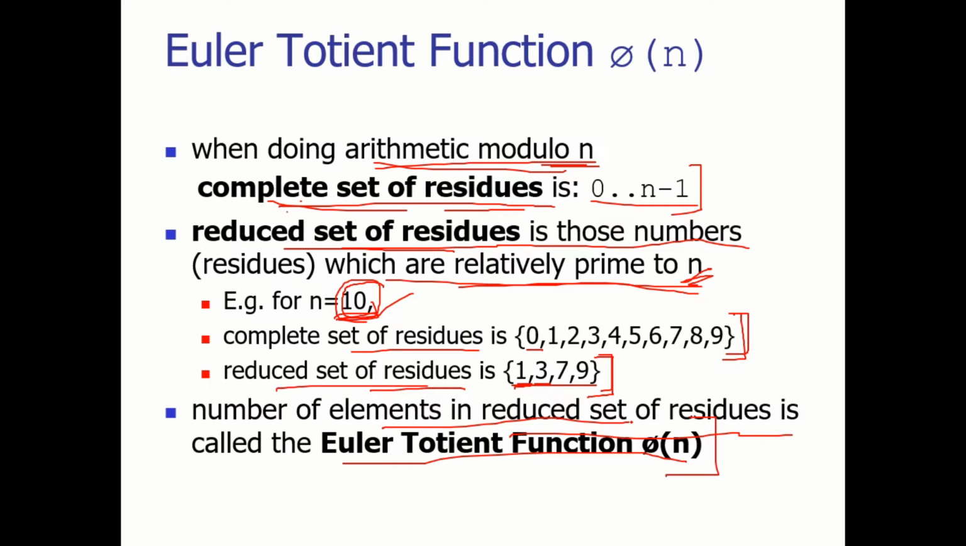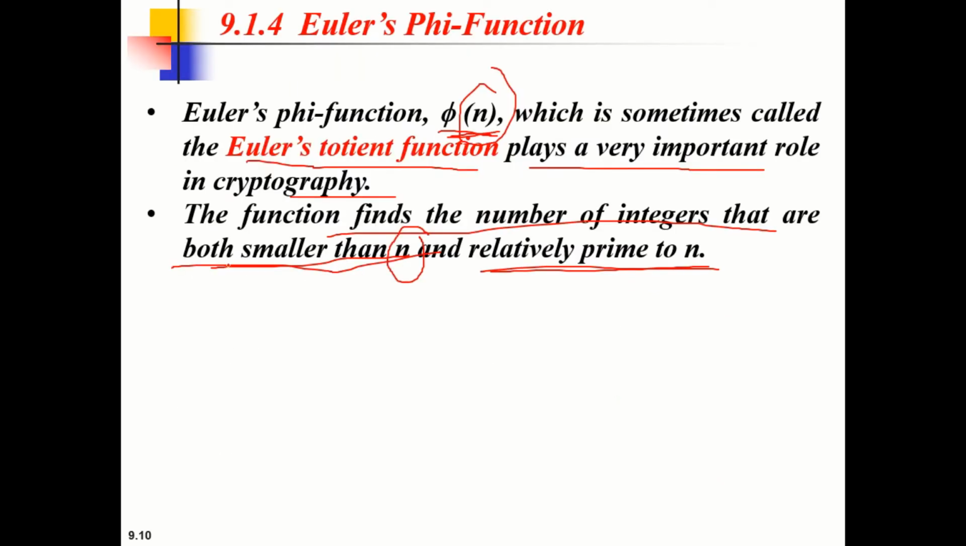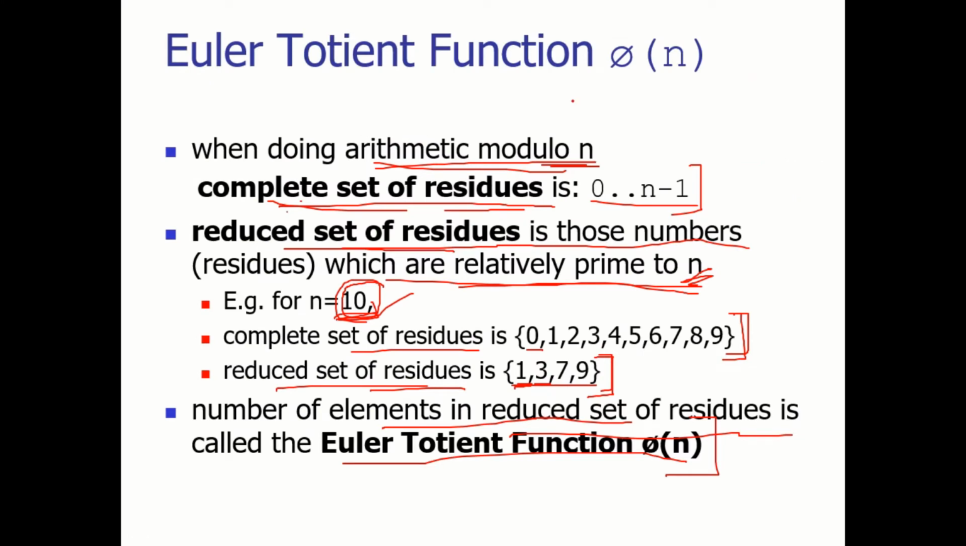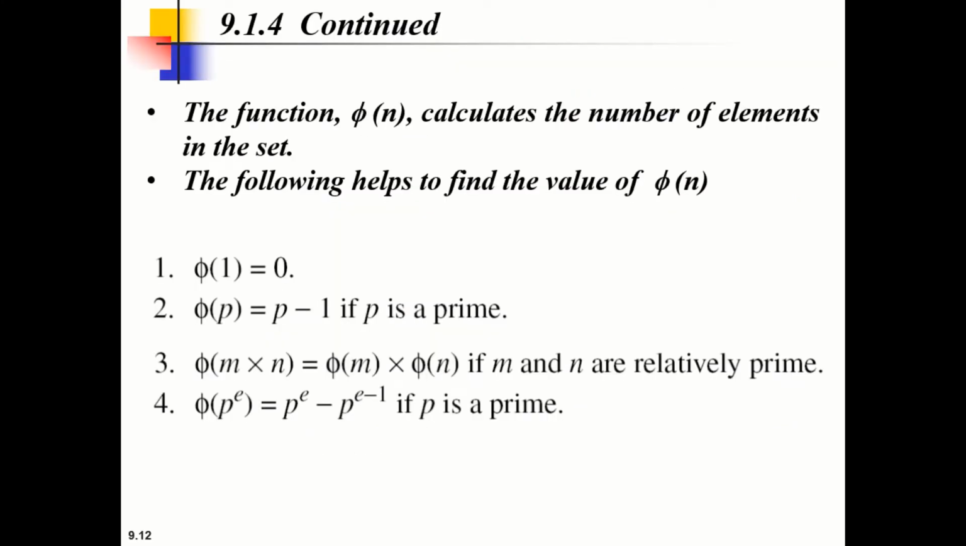That is, how many numbers are there which are smaller than the given number and relatively prime to it. So that is our task which was listed over here: smaller than n and relatively prime to n. We will be using this function. This function phi n will calculate the number of elements in this set, those which are smaller and relatively prime to the given number. The following rules will help us find the value of phi n.